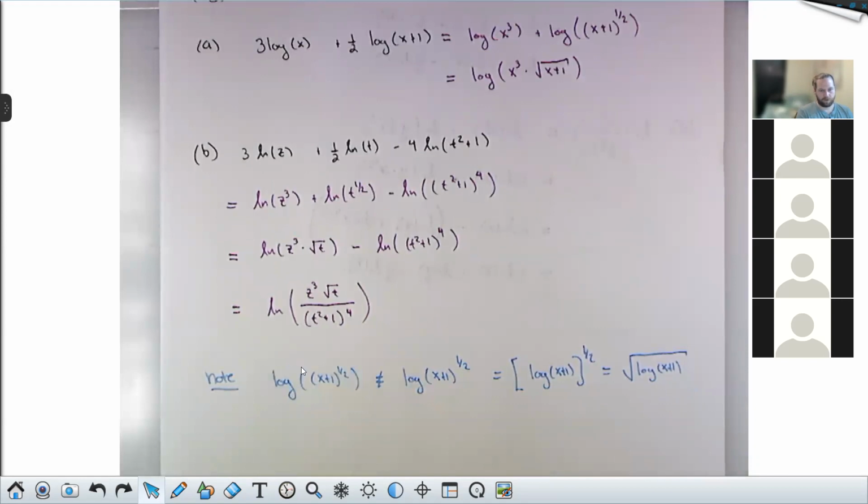So here's the log. This is the parentheses that tells you what's inside the log. What's inside the log? It's x plus 1 to the 1/2. Without those parentheses, it looks like you're taking the whole expression log of x plus 1 and raising that to the 1/2. Those are not the same.